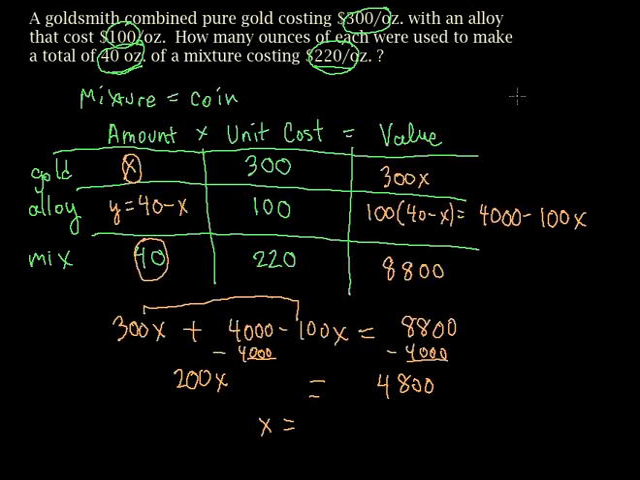So 24 is our answer. 24 what? 24 ounces of gold. And as a result, 40 minus 24, which is 16 ounces of the alloy. So 24 ounces of gold, 16 ounces of the alloy, that's the mixture that combines to give you these values. And this is something that you can easily check. Just plug in the values for x now and make sure that the table works out. Hope this helps.